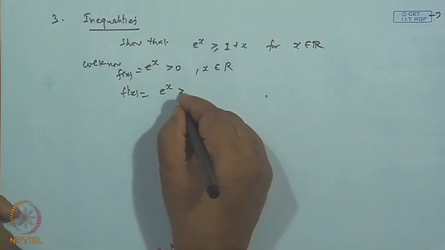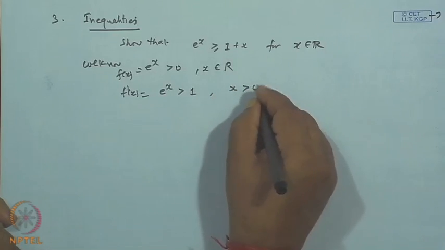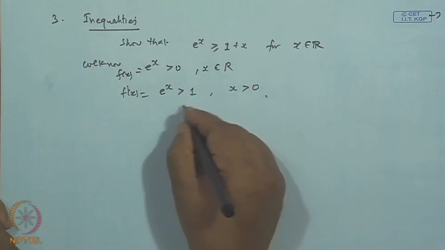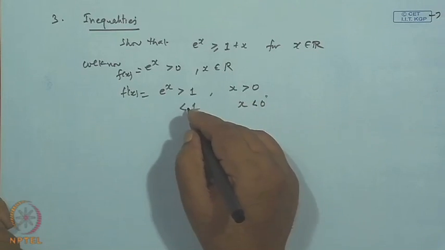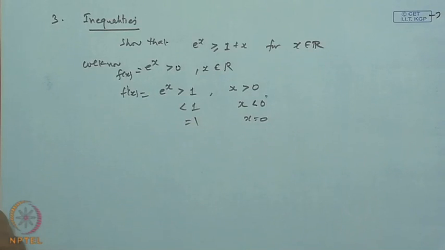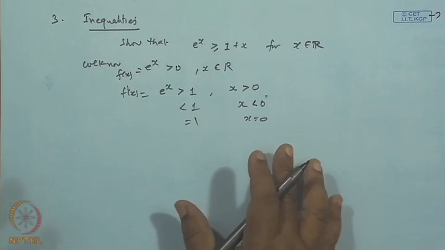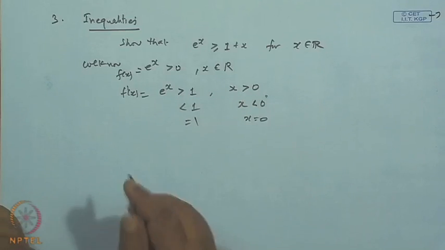So, f prime x will always be greater than 1 when x is greater than 0 and is less than 1 if x is less than 0, because it is 1 upon e to the power x, and for x equal to 0 it is 1. Okay. So, this will be the solution.